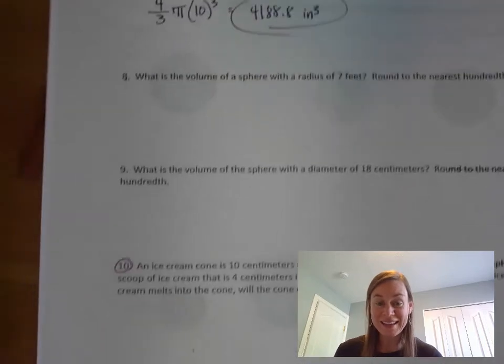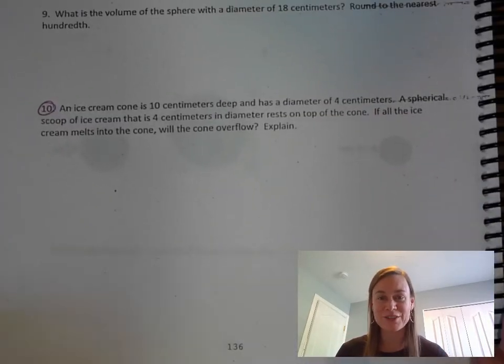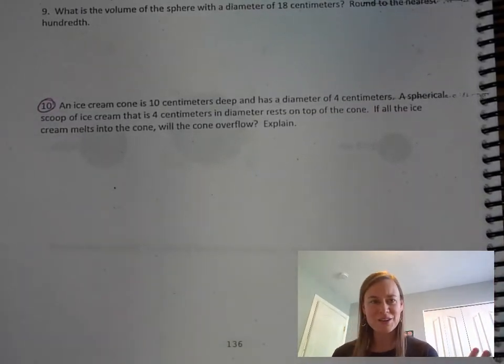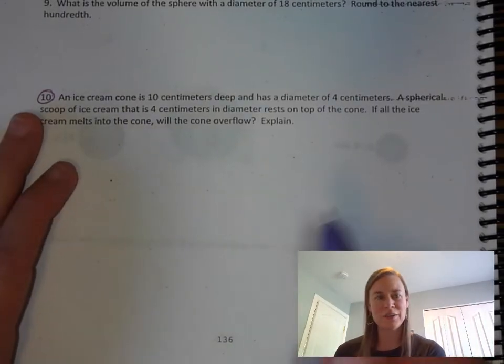Now let's look at number 10. Number 10 is more interesting. I love number 10. It talks about ice cream. I just ate ice cream earlier today. I feel so lucky.